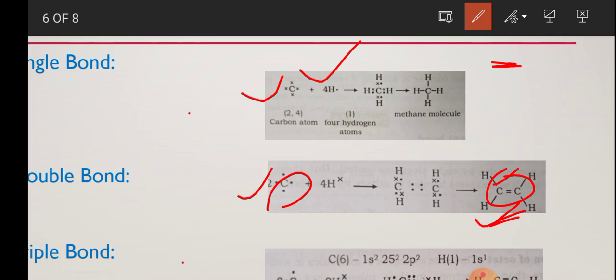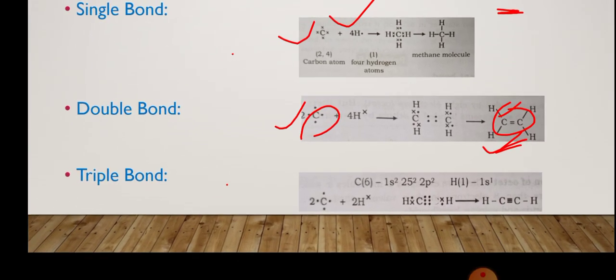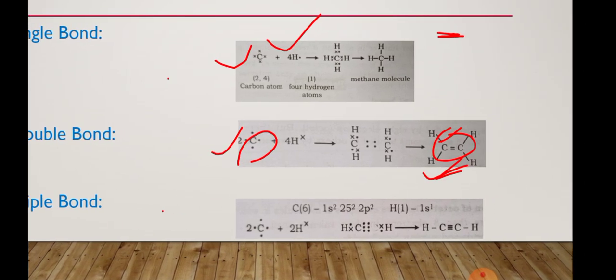Now, triple bond. The bond formed due to the sharing of 3 electron pairs is called a triple bond. That means in a triple bond, 3 pairs of electrons are shared and form a triple covalent bond or simply a triple bond. 3 small horizontal lines between the two atoms denote a triple bond.